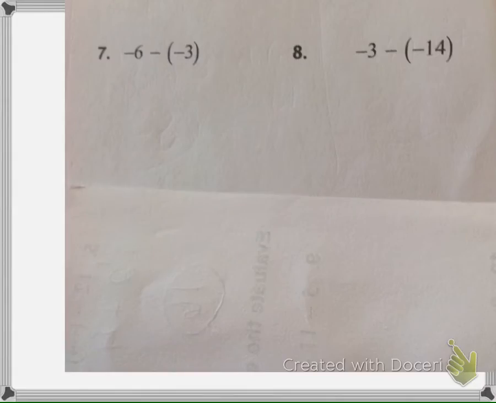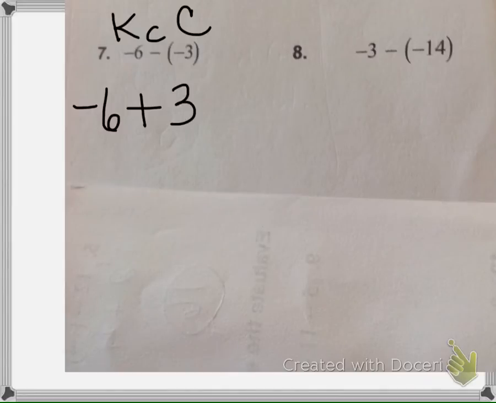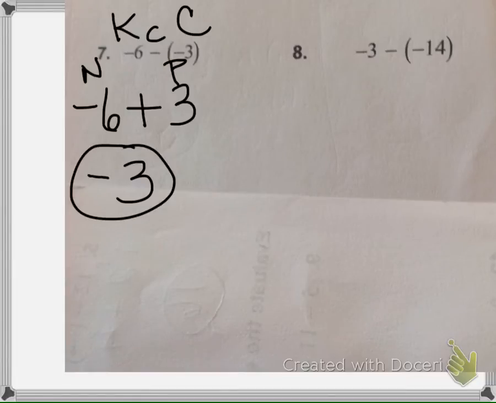Okay, number 7, we have our double signs there, so we're going to keep our negative 6, change our subtraction to addition, change our negative 3 to the opposite. Keep our negative 6, change our subtraction to addition, change our negative 3 to a positive 3. Now we have a negative and a positive, so we have different signs subtract. 6 minus 3 is 3, and which number is bigger, 6 or 3? 6 is bigger, 6 is negative, so our answer is negative 3.